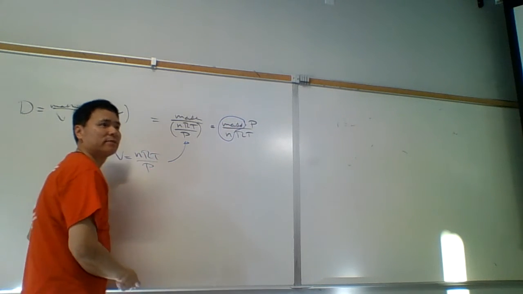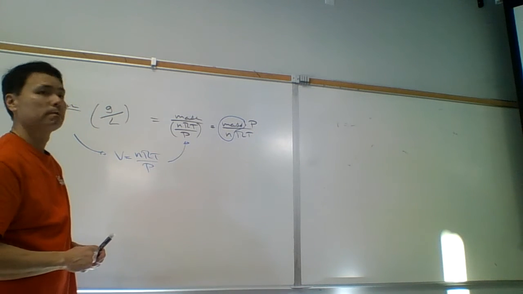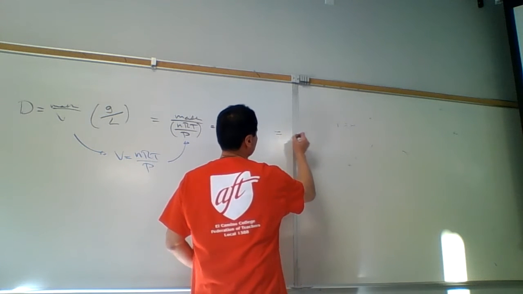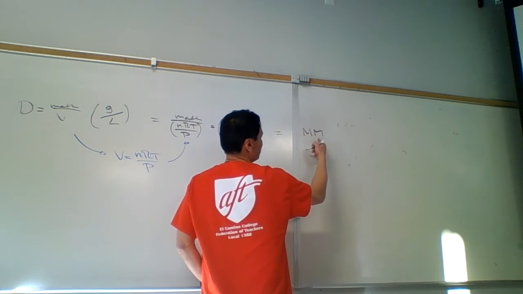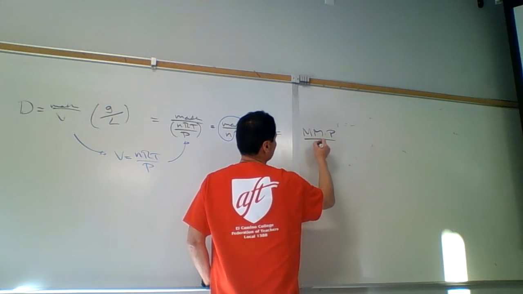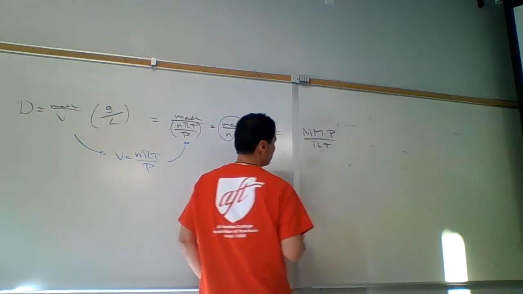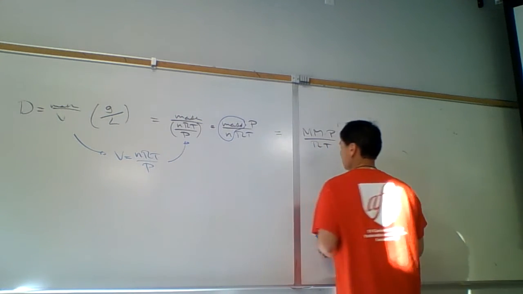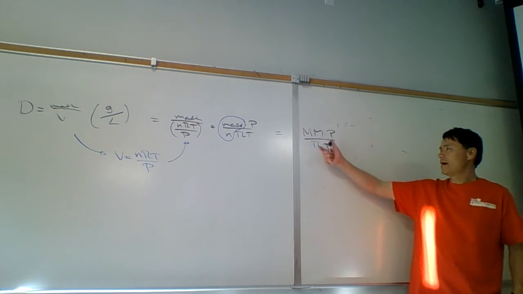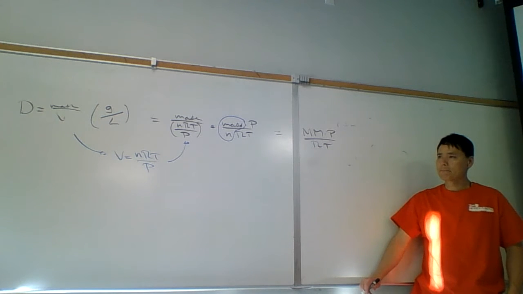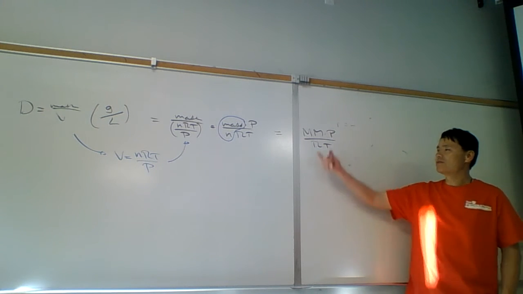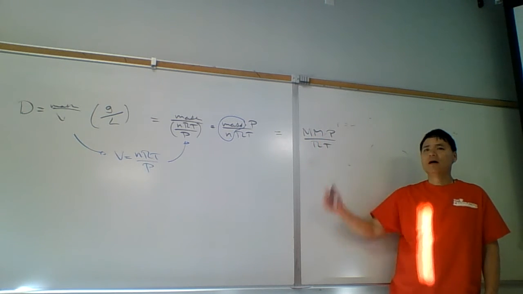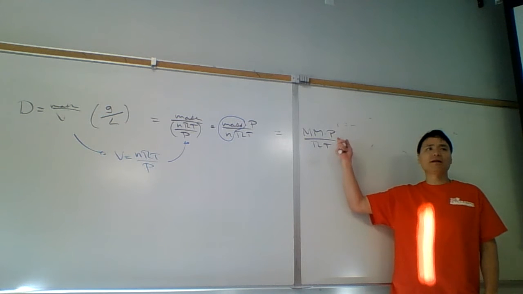What has the units of grams per mole? The molar mass. So this is just going to equal the molar mass, which I'm going to abbreviate mm, times P over RT. What this allows me to do is calculate the density as long as I know the molar mass. So for example, helium. The molar mass of helium is 4.00 grams per mole. So I plug that in here, and then I can calculate the density of helium at any pressure and temperature.